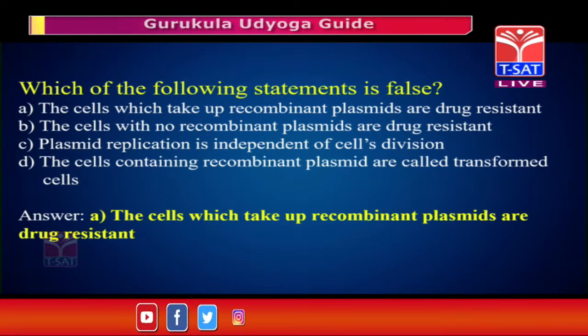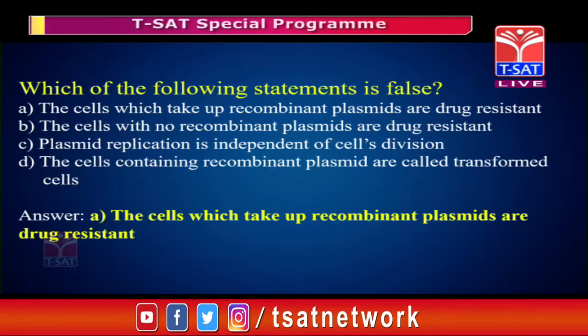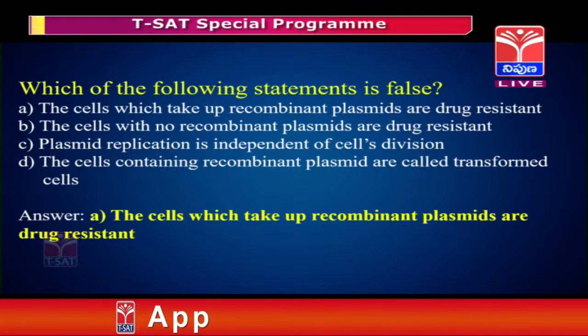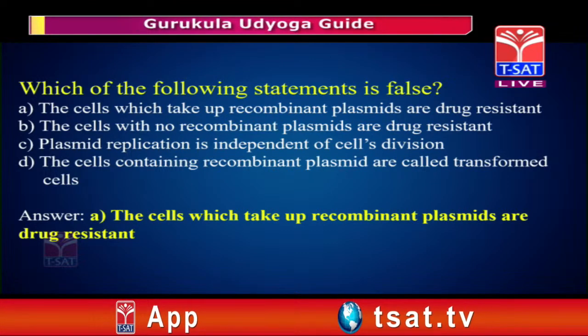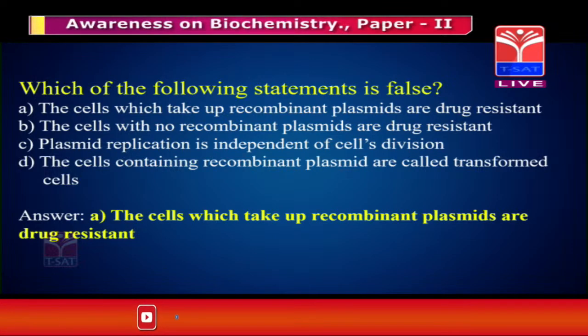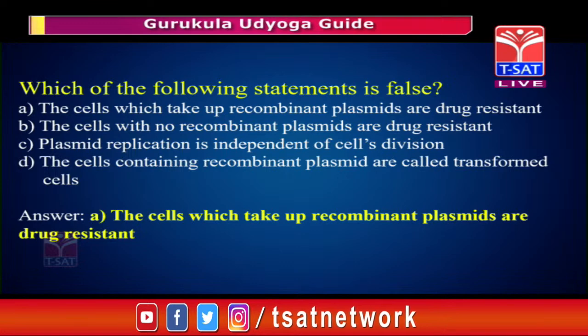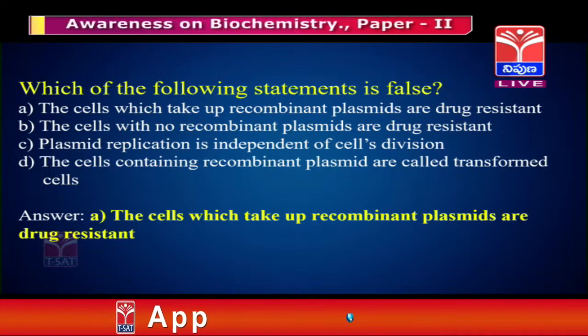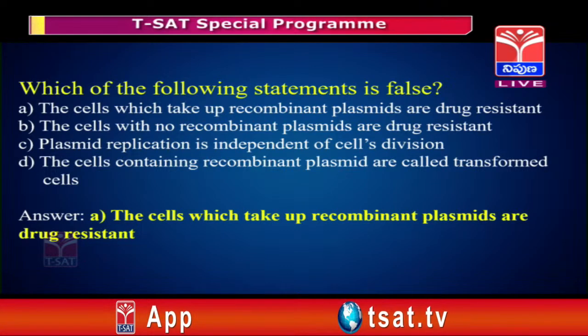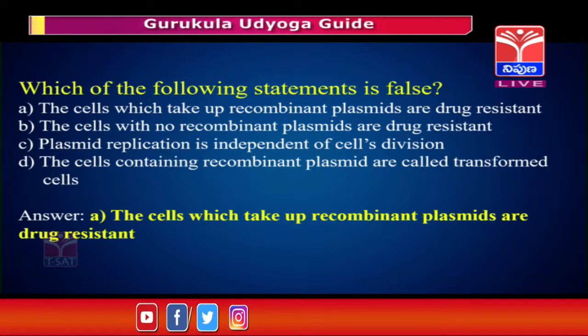So, which of the following statements is false? One has to keep in mind that there are different types of logical, analytical and application-based questions. So, the cells which take up the recombinant plasmid, I think 4 options are on the screen. Which of the following statements is false? If you really go through the content thoroughly, you will easily come to the conclusion that cells which take up the recombinant plasmids are drug resistant, because the plasmid will have this marker. So, the cell which gains this plasmid will automatically have the property of drug resistance.